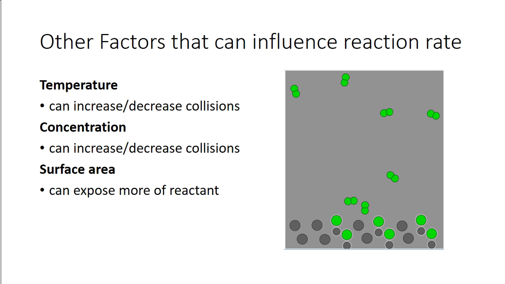So other factors that can influence your reaction rate besides a catalyst, which will lower the activation energy: we can change the temperature, as you just saw, right? We can change the temperature of a reaction, and that can help things go from A to B and also back from B to A. We can change the concentration or the surface area.